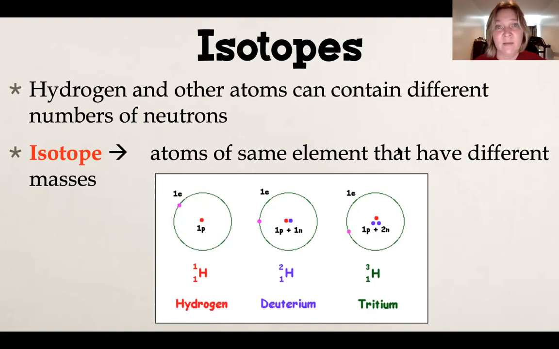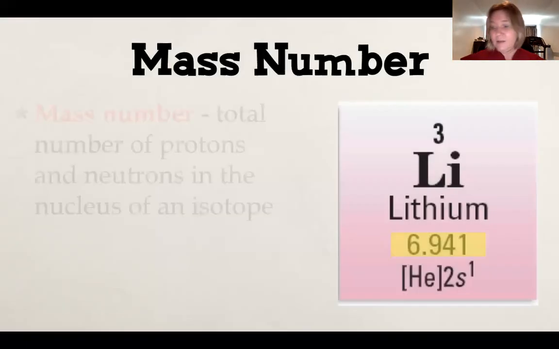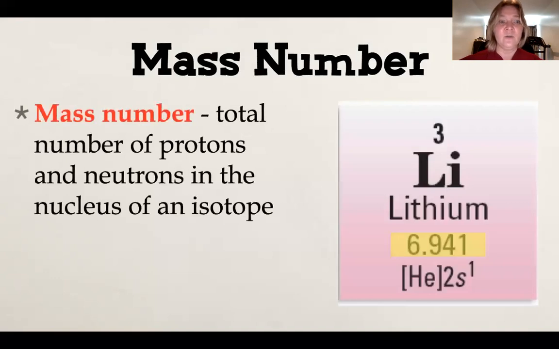This was one of the main things that Dalton got wrong in his original atomic theory, that he said that all atoms of the same element have the same size, mass, and properties. Then, of course, mass number is the total number of protons and the total number of neutrons in the nucleus of an isotope.